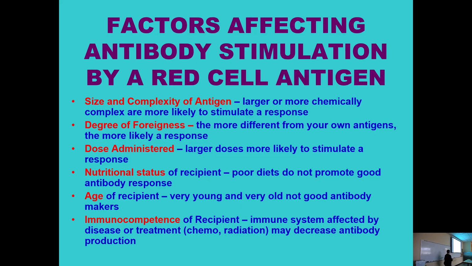And then age, very, very young and very, very old just are not good antibody makers. And by very, very young, we're talking 6 months to a year. They're not going to be very good at it. It takes 6 months or so in the body before you really start developing good antibodies. And once you get a little bit older, your immune system starts falling out also.